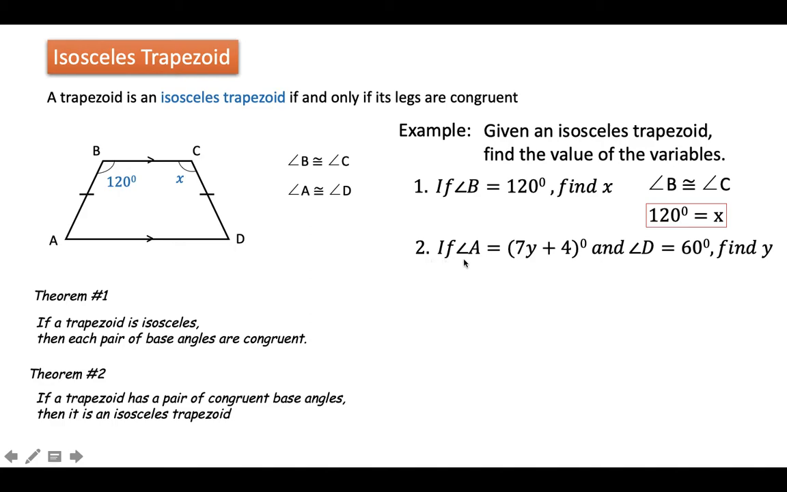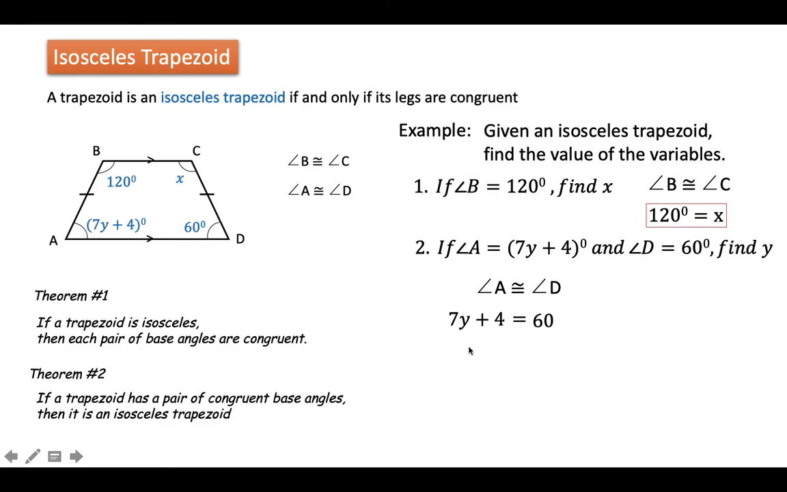Given number 2, if angle A is equal to 7y plus 4 degrees, and this angle D is equal to 60 degrees, find the value of this y. So we know that angle A is congruent to angle D. So in these two lower base angles, they are congruent. Since angle A is equal to 7y plus 4 and angle D measures 60, and these two angles are congruent, they have equal measure, and this will be our working equation.